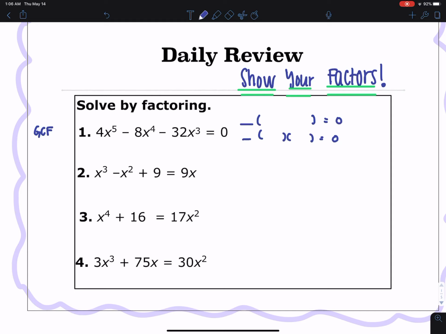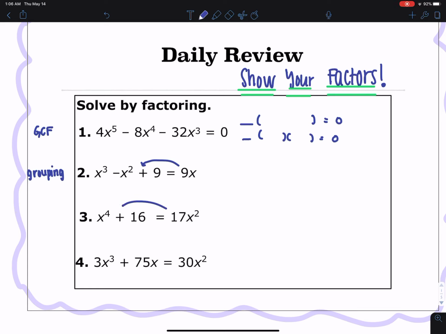And then set each one of those factors equal to 0. You should have 3 answers then, 3 solutions for this one. Number 2, since you have 4 terms, again, once you set this equal to 0, so bring that 9x over, make it a negative 9x, you are going to factor by grouping, which we did in 4-4.